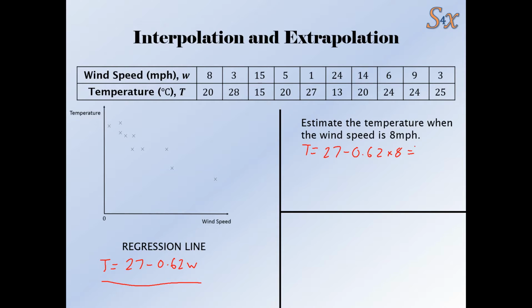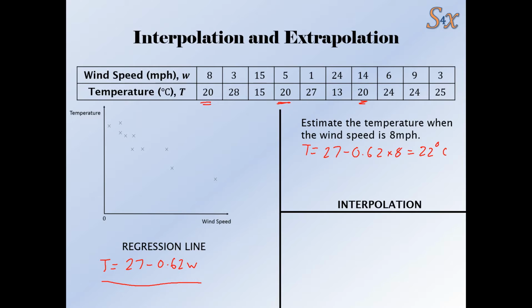and that is 22 degrees C. If I have a look at the data, it seems about right. Yes, so 22 degrees C, we can see it's quite close to this point here, somewhere between this point as well. Okay, so it seems to approximately make sense with the data we've been given. Now this is what we call an interpolation.